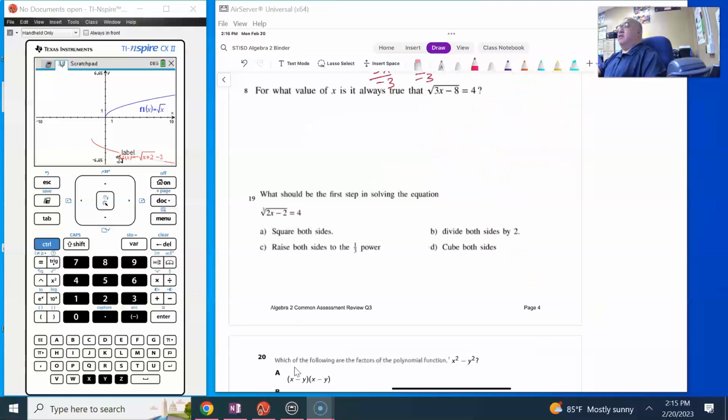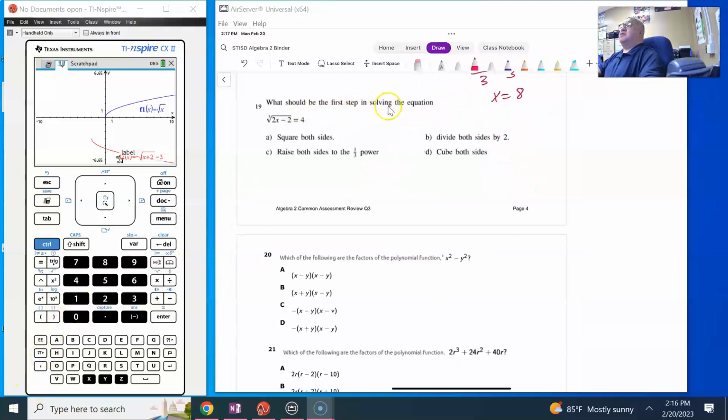18, for what value of x is it always true? So we have the square root of 3x minus 8 equals 4. The left side we square, the right side we square, so we have 3x minus 8 equals 16. You add 8 to both sides, so you have 3x equals 24, divided by 3, so x equals 8. So what you would do is substitute. 3 times 8 is 24. 24 minus 8 is 16. Square root of 16 is 4.